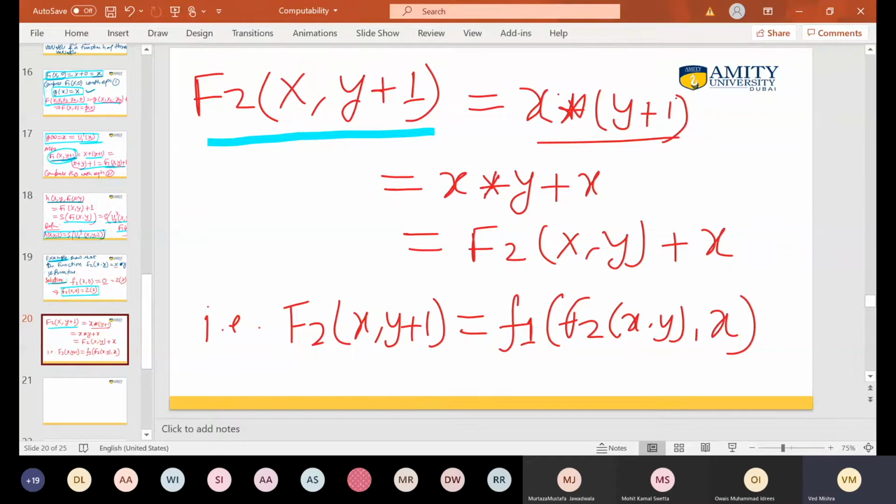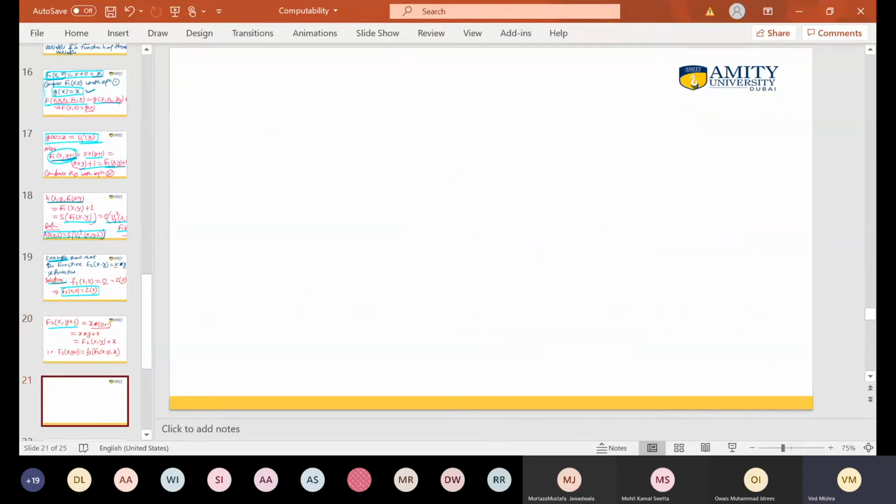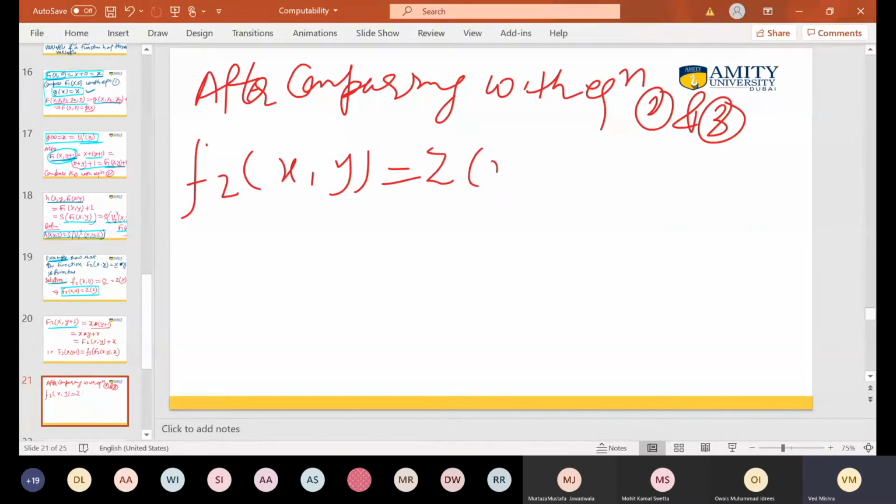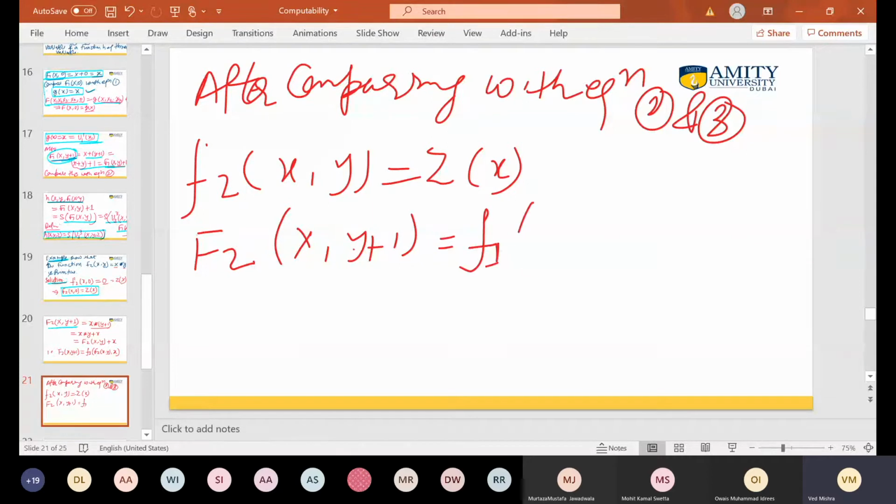So now compare with equation 2 and 3. So after comparing equation 2 and 3, if you want to write, you can write f2 xy equal to zx, that we have already written, and then for equation 2 you can write f2 xy plus 1 f1 u to the power 3 xy f2 xy.